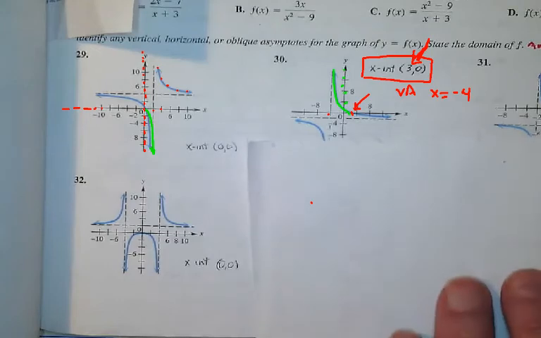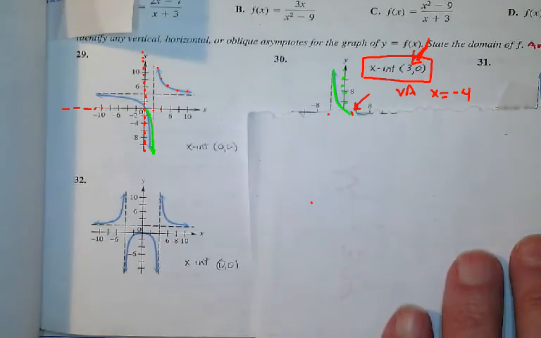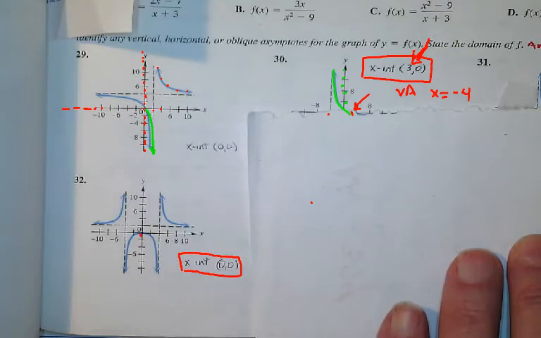Okay, so what's going on in 32? Well, I can see that the x-intercept is 0, 0. That's right there. So I know that. And then I can see that it's positive on this side of the asymptote, negative on that side of the asymptote, negative on that side of 0, and positive over there.